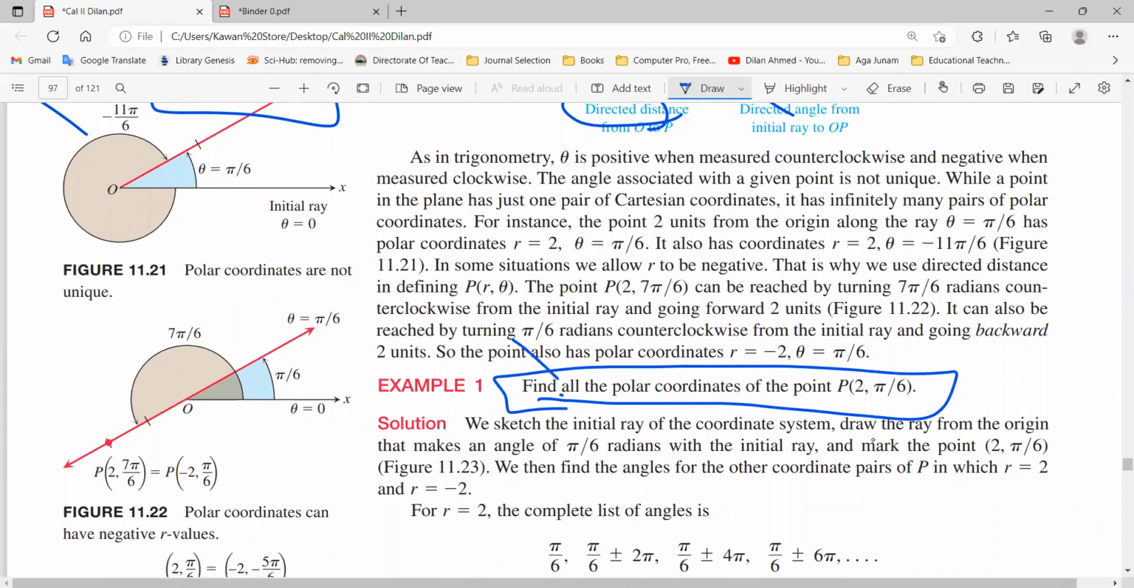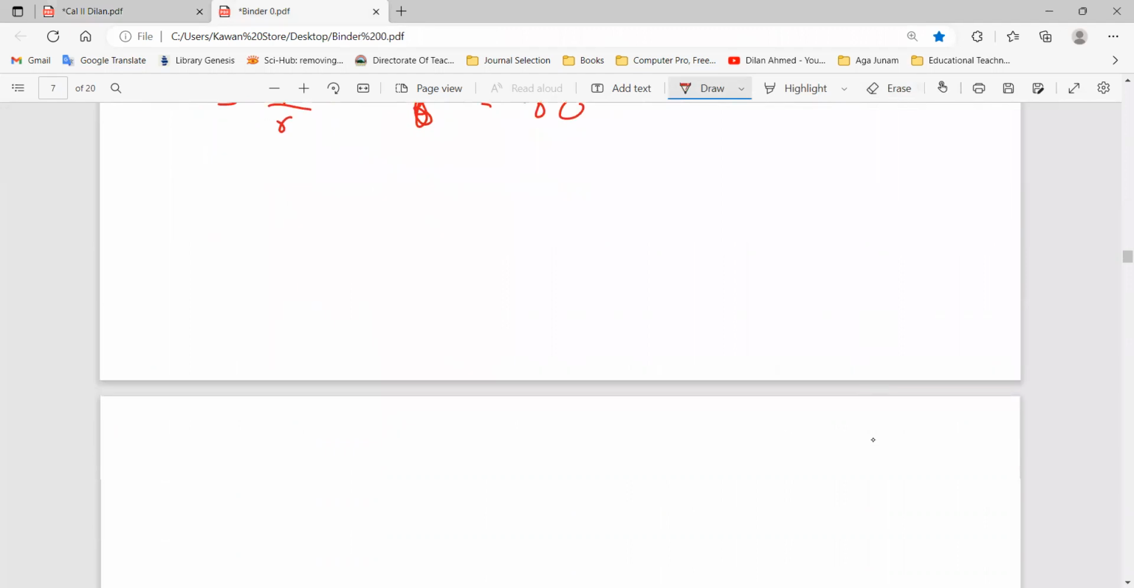Here, find all polar coordinates of that point. So if I have that one, find all. Look, this is the first one. This is the second one, but using minus r. There's another thing. So in the previous example, both are equal. In the previous example, we changed the angle. Now I'm going to change what? R. I'm going to change the R.